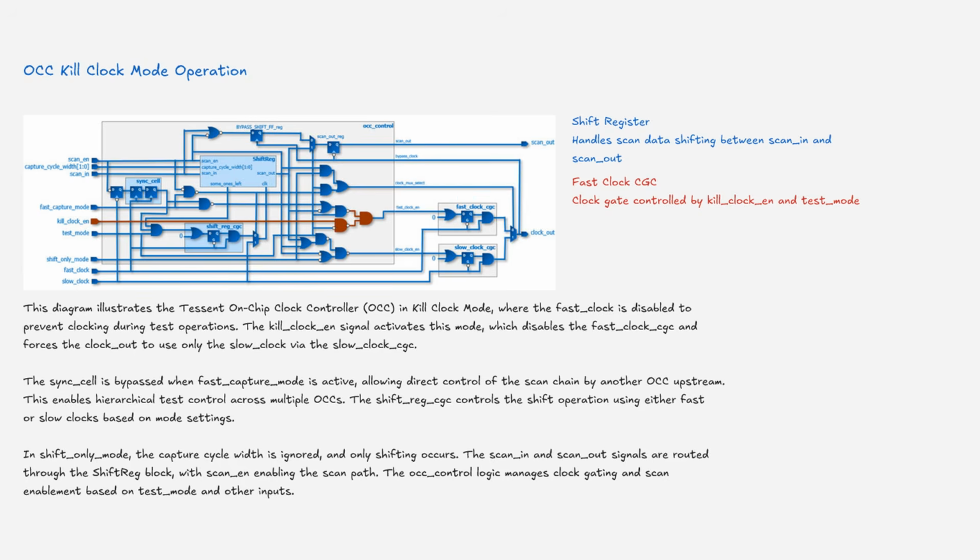In shift-only mode, the capture cycle width is ignored, and only shifting occurs. The scan-in and scan-out signals are routed through the shift reg block, with scan enable enabling the scan path. The on-chip clock control logic manages clock gating and scan enablement based on test mode and other inputs.